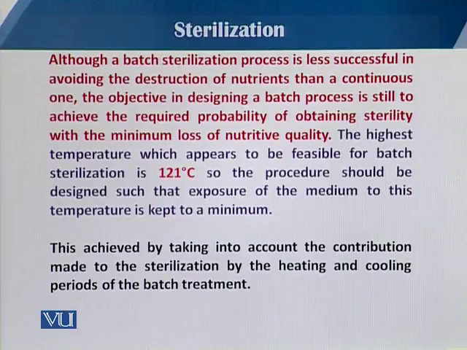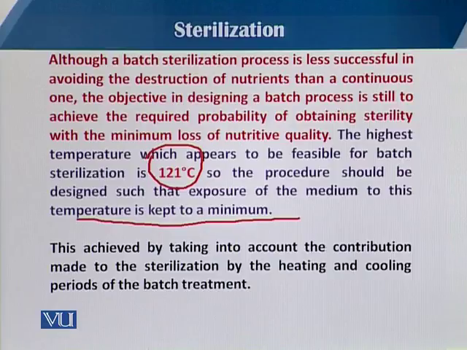So the objective in designing the batch process is still to achieve the required probability of obtaining sterility with minimum loss of nutrient quality. The highest temperature feasible for batch sterilization is 121 degrees Celsius. So the procedure should be designed such that the exposure of the medium to this temperature is kept to a minimum. The time at this temperature in batch mode should be as short as possible.